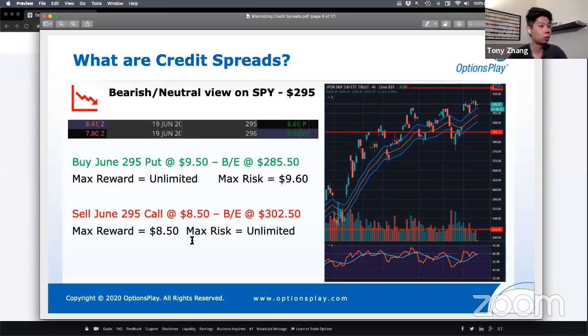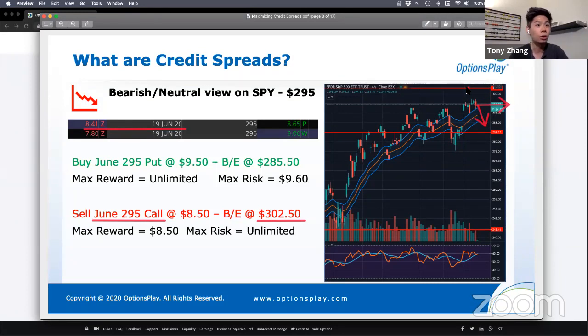So when you sell a call option here, I'm going to sell the 295 call. Let's say in this particular case, this collects about $8.50. I'm going to round it up to $8.50. What that means now is my break-even price is 302.50. So the stock's at 295. I think the stock is going to drop. But what if the stock stays sideways? I'm still going to make $8.50.